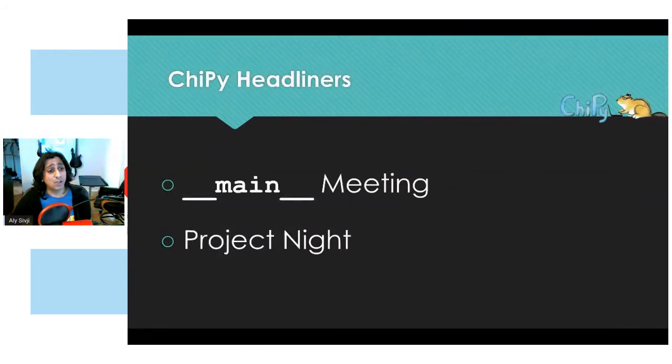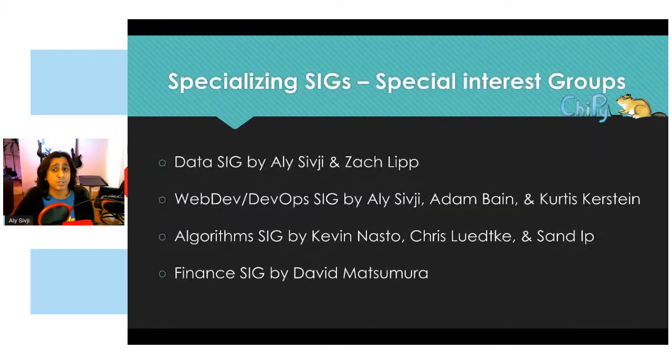Our main headliners are our main meeting, which happens on the second Thursday of every month. We also have a monthly project night that happens on the third Thursday of every month. On top of these events, we have special interest groups that cater to more of a niche application of Python. This one is the data special interest group. We have one on web development and DevOps.